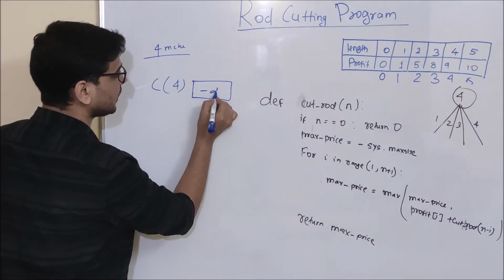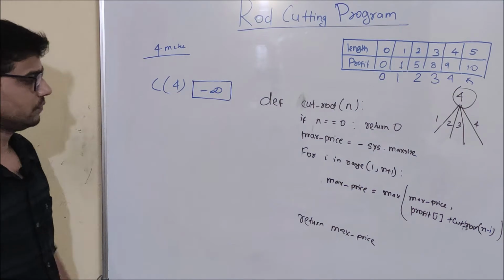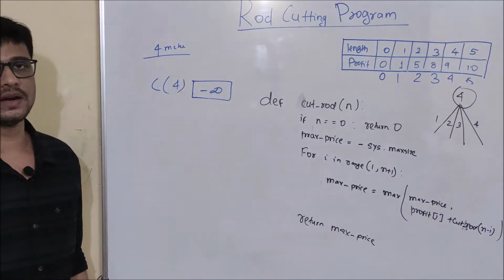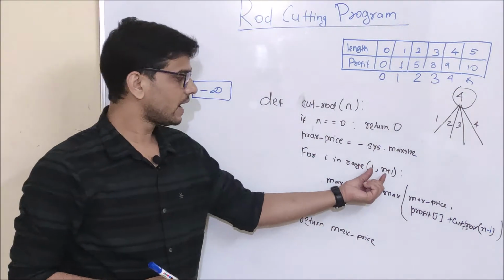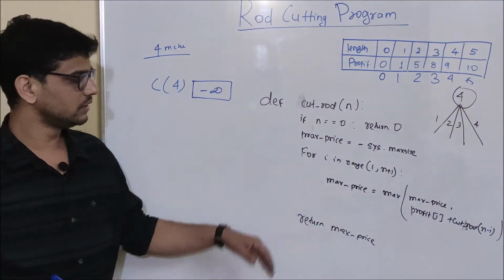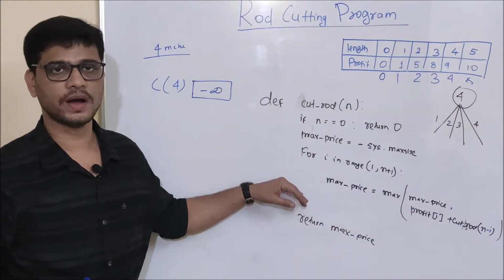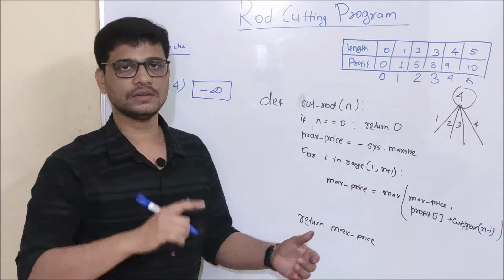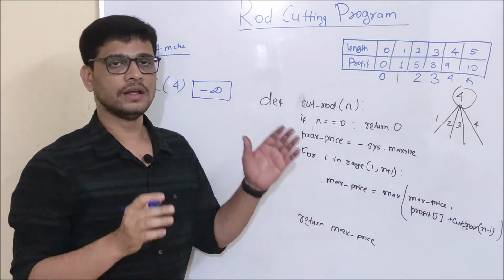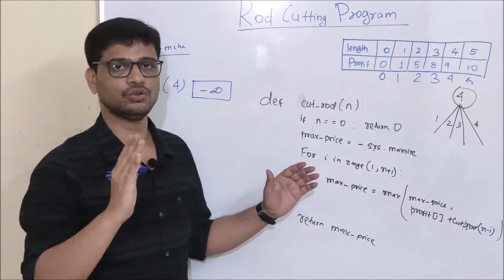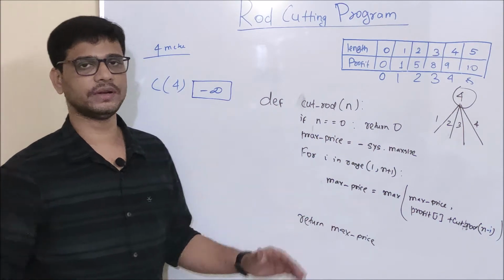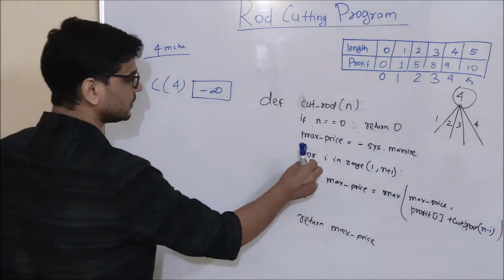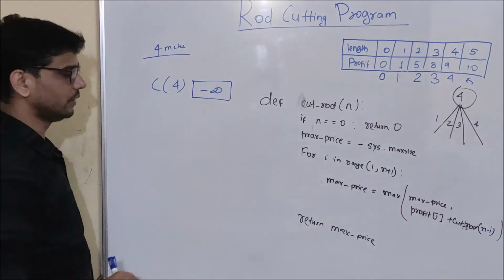And I will initialize it to minus infinity. Then control will come to this particular for loop. As n is equal to 4 here, this for loop will run from i equal to 1 to 5, that is for i equal to 1, 2, 3, 4. That is, it will give a 1 meter cut, 2 meter cut, 3 meter cut and a 4 meter cut. Okay. So now let's see what is going to happen when i is equal to 1.